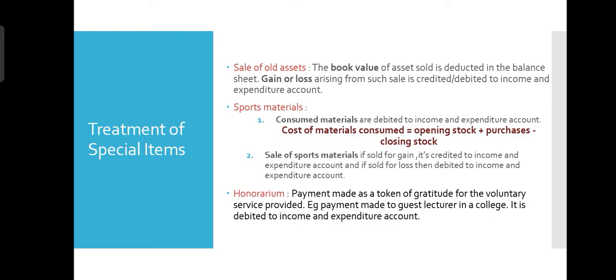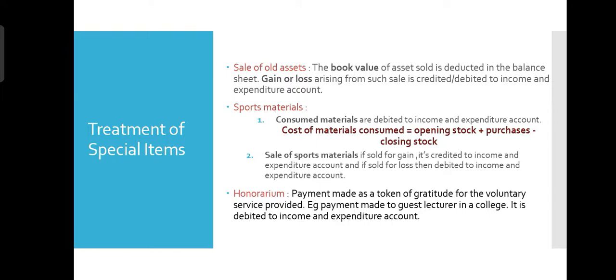Now, how will you calculate the consumed materials? It is given by: cost of materials consumed is equal to opening stock plus purchase less closing stock. Okay, if you apply this formula, you can get the cost of consumed materials, which should be debited to income and expenditure account. So that is about consumed materials.